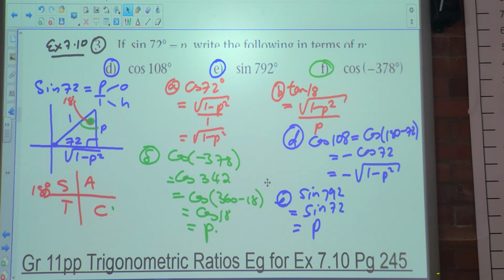Was there any confusion? Any confusion? Okay. So where did you go wrong? You used the wrong side, but you said the cos of 360 minus 18. Alright, so that brings us to the end of exercise 7.10.